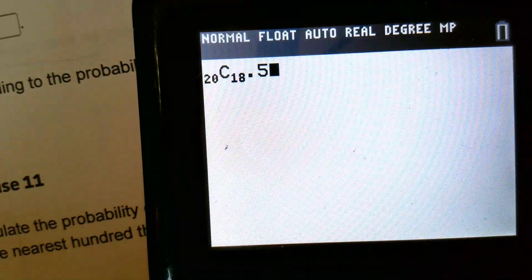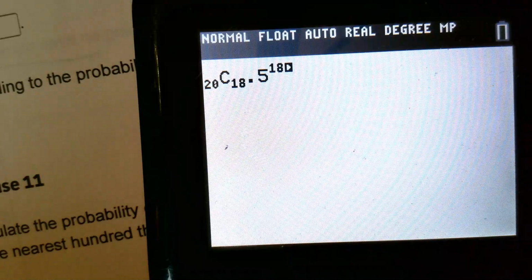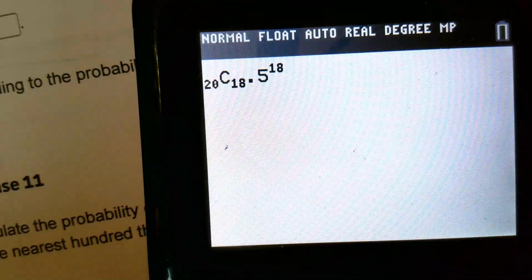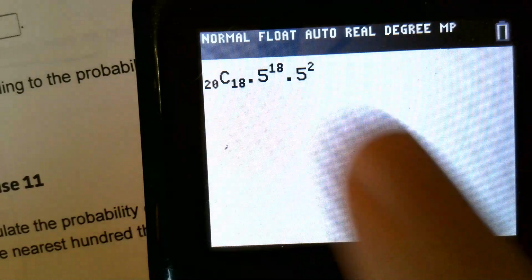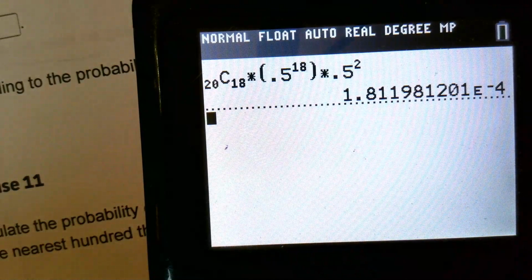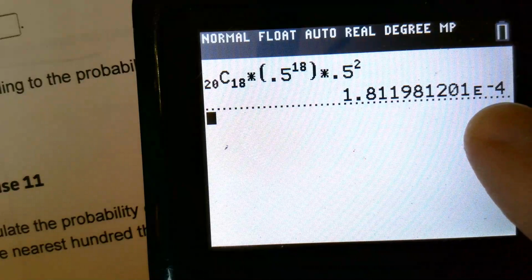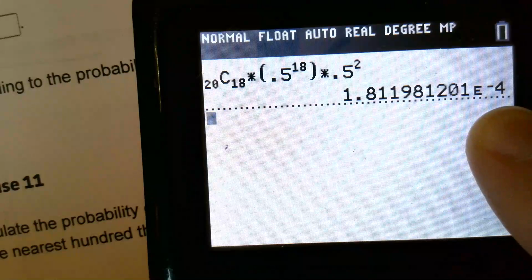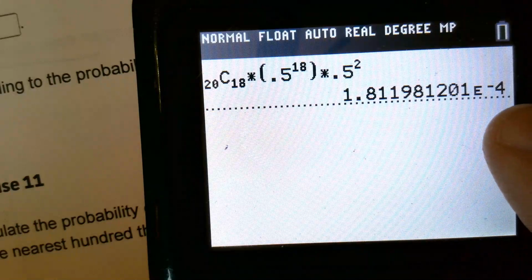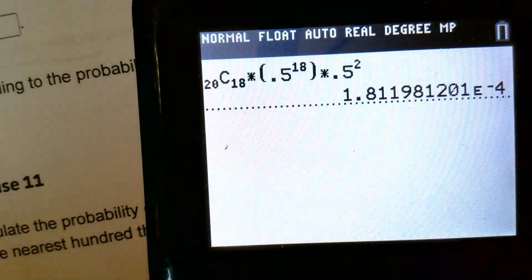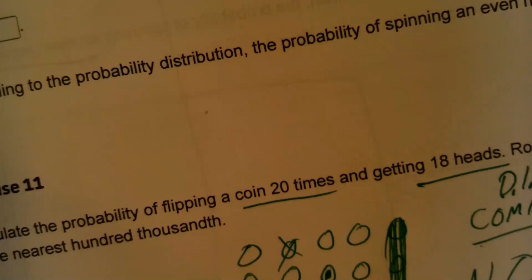0.5 is the probability raised to the 18th power. I have to hit my right arrow to get it down. Times 0.5 raised to how many times I don't get a head? 2. And I get that. And you're like, what the heck is that? Oh, okay. You see it again? That is scientific notation, which means because it's a negative number, I have to move the decimal place 4 places to the left.